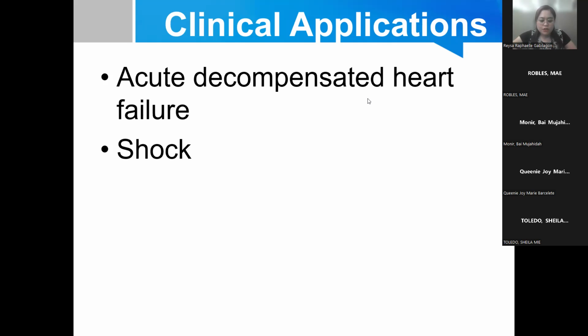What is our drug of choice for anaphylactic shock? Again? Epinephrine, ma'am. Okay, very good. Pero for cardiogenic shock, we give dopamine, ha?